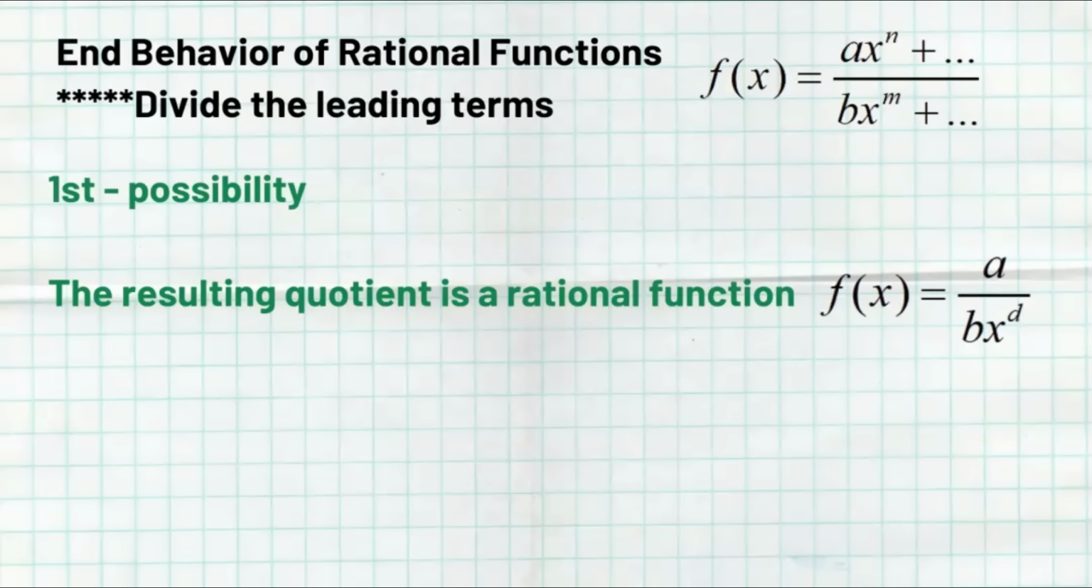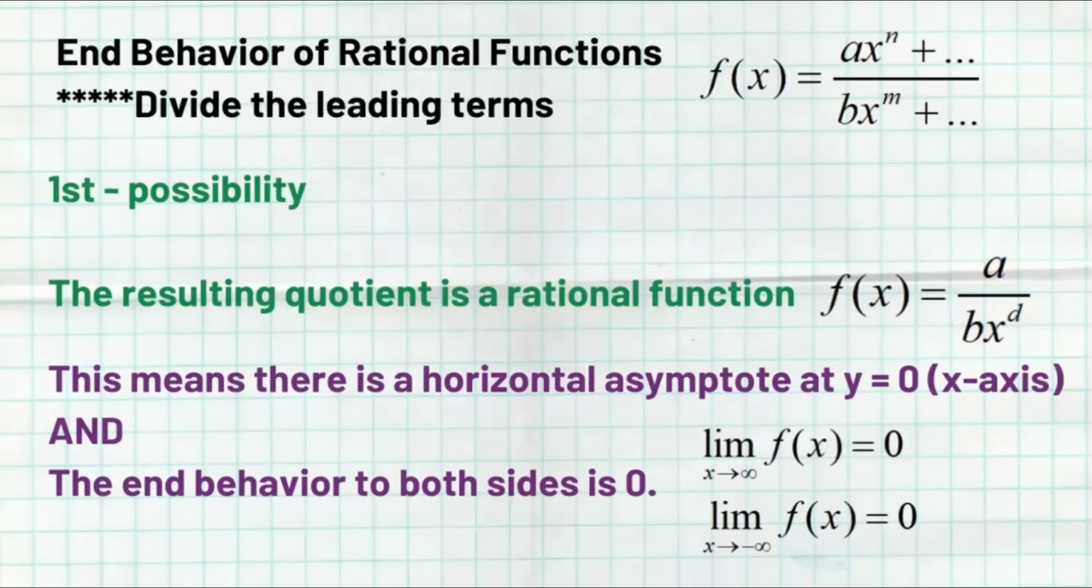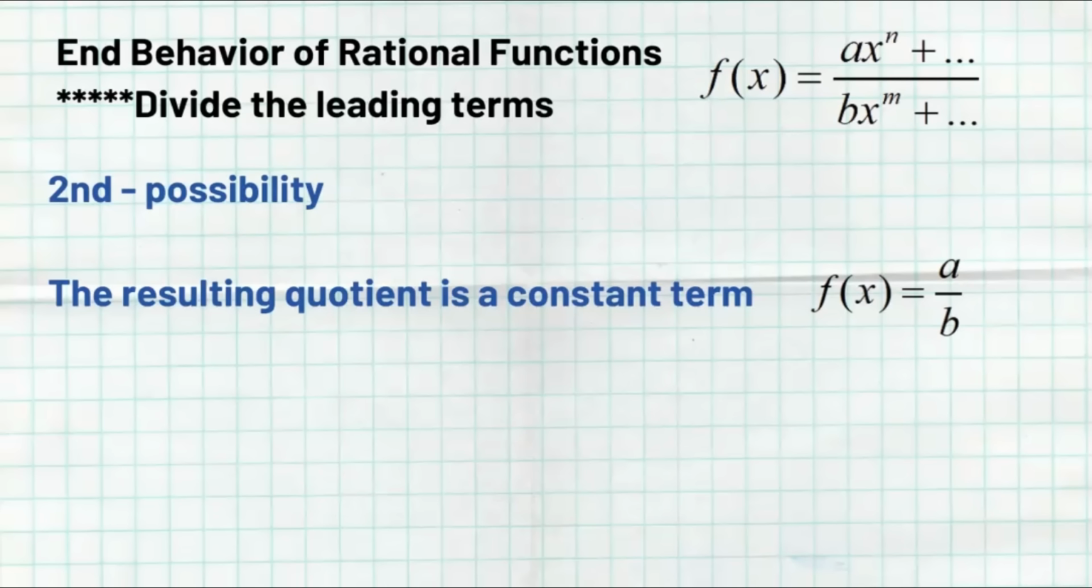The first possibility is that the resulting quotient is a rational function. So when you divide your leading terms, the leading coefficients a and b are there, but then you had more x's in the denominator, so that way you still have an x left over in that denominator. Now, what this means is that there is a horizontal asymptote at y equals 0. That's the x-axis, guaranteed. And this means that both end behaviors are going to approach 0. So as x goes towards infinity, the function is going to go towards 0. And as x goes towards negative infinity, the function is going to go towards 0 because it's going to suck into that horizontal asymptote.